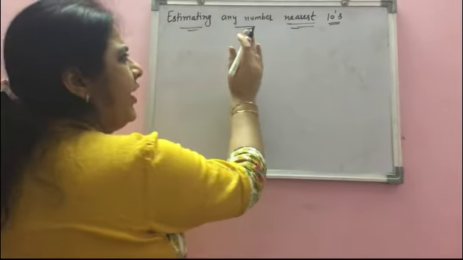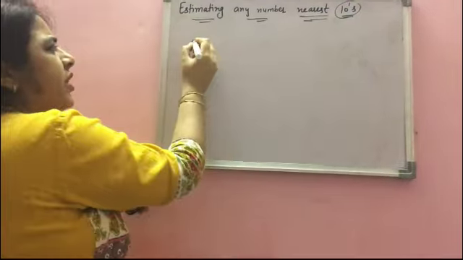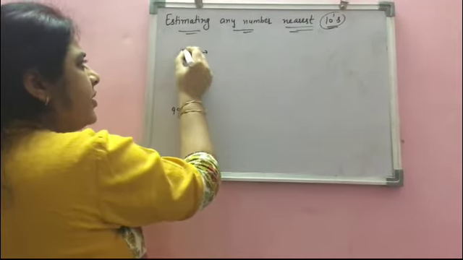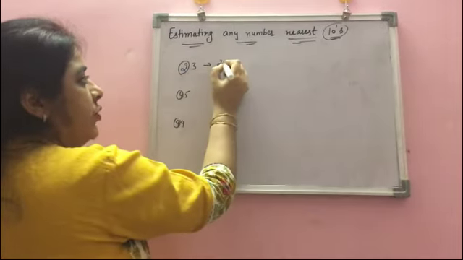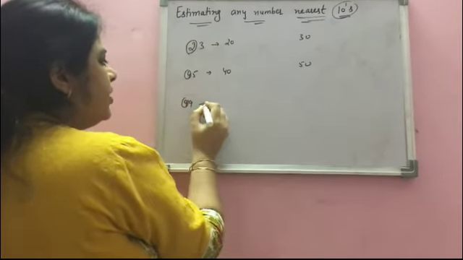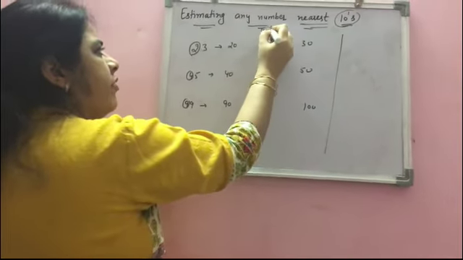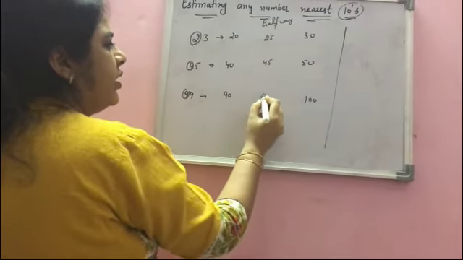Students, now we are estimating any 2-digit number to the nearest tens. For 2-digit numbers, we are taking some examples: 23, 45, 99. Now see the multiples of tens. Just suppose the tens place digit is here 2, here 4, here 9. So the tens multiples between which the number lies are 20 and 30 for this, 40 and 50 for this, and 90 and 100 for this. Now what is the halfway for these multiples? Here 25, here 45, here 95.